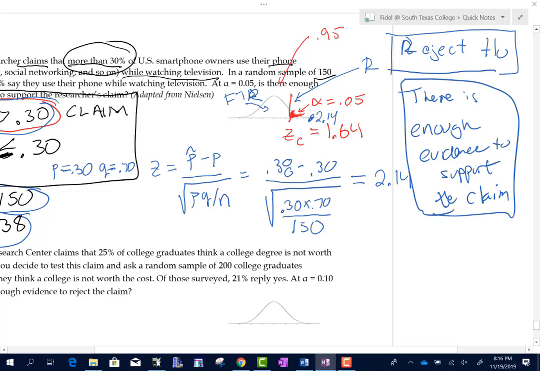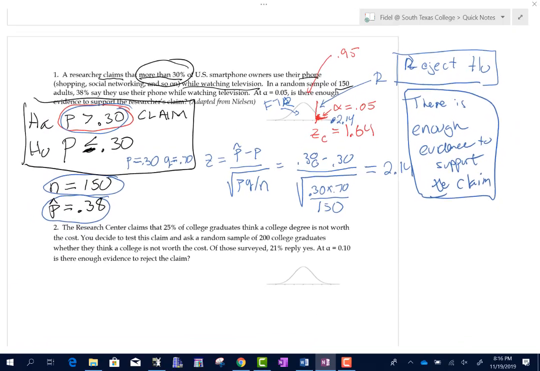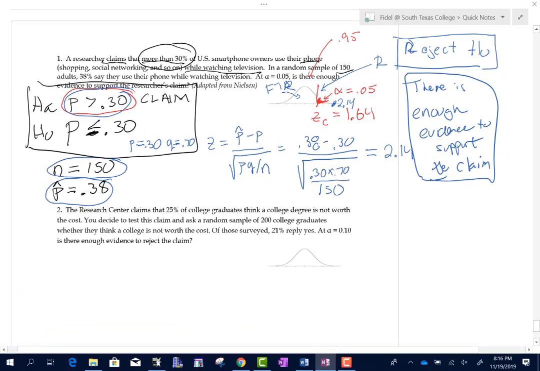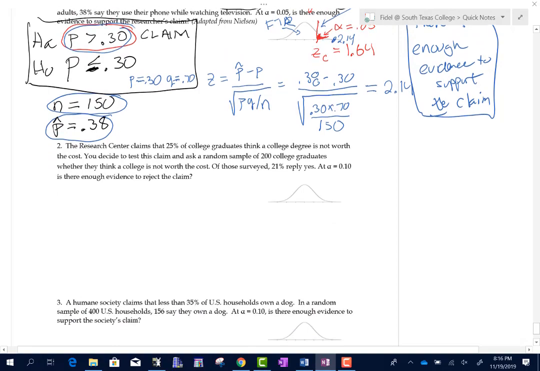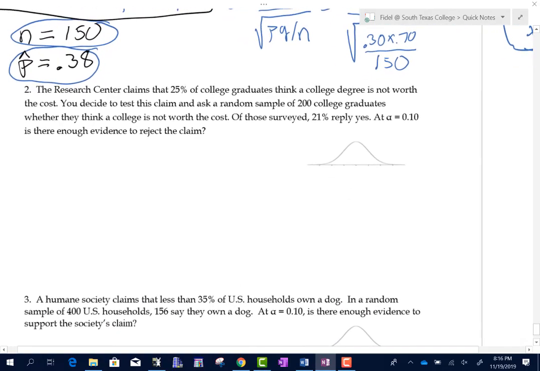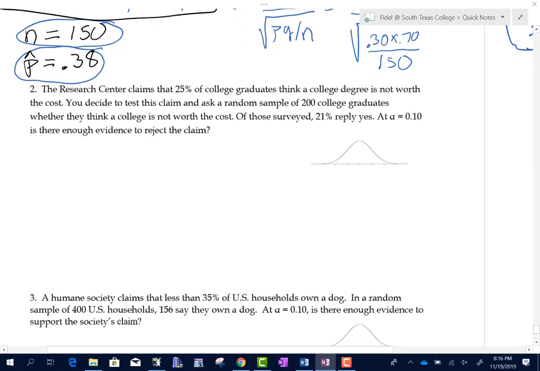Make sense? So far, so good? Okay. So now let's take a look at number 2. Number 2 says the research center claims that 25% of college students think a college degree is not worth the cost. Wow, it's a pretty assertive claim.